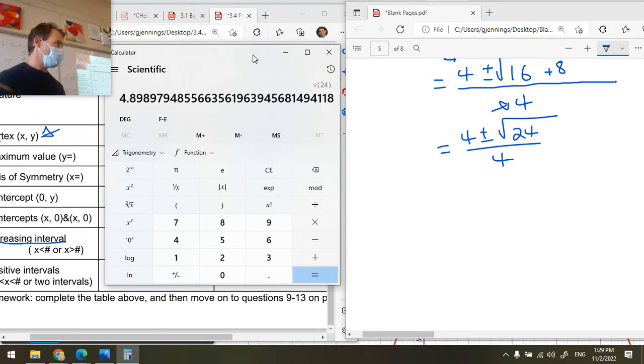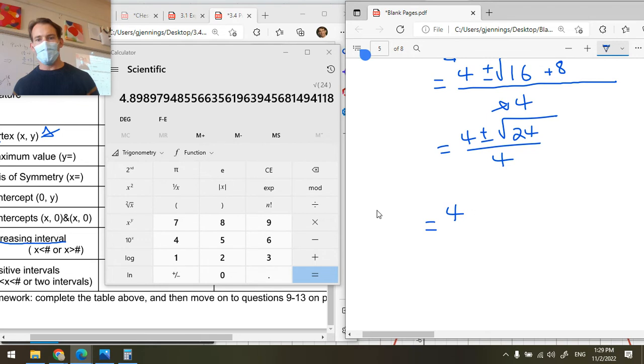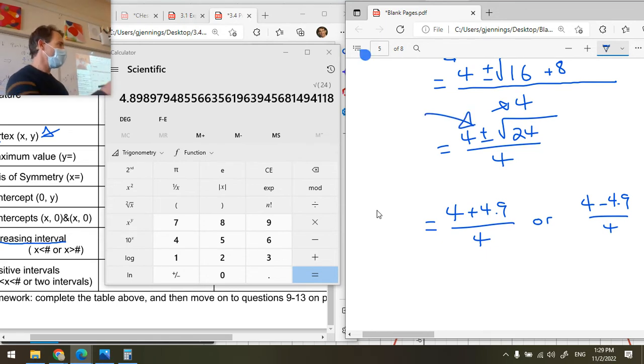4.9 is plenty good for our purposes. We don't need that much detail. Okay, so we're going to have 4 plus 4.9 over 4, or 4 minus 4.9 over 4. Because remember, we have to both add and subtract that thing, because the quadratic formula can give us two numbers. So those are the two numbers.